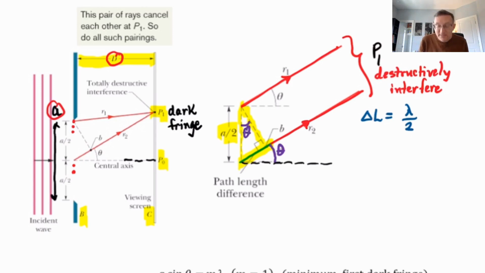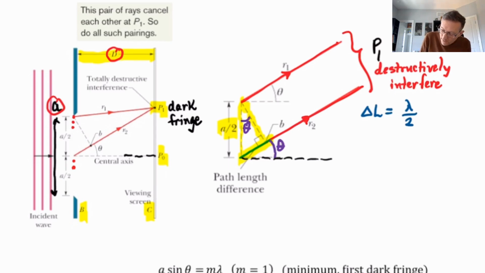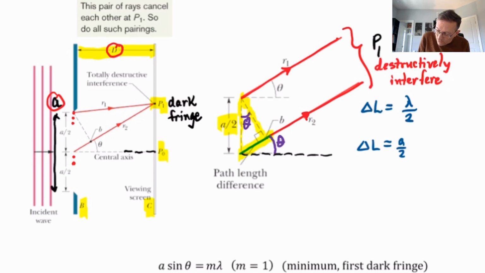then that angle theta is also this angle here. And so the length that I have drawn in green is the path length difference. It's the extra distance that ray 2 travels compared to ray 1. So just from geometry, I know that delta L is the length of that green side of that right triangle, which is the hypotenuse times sine theta. And the hypotenuse is A over 2. So A over 2 sine theta follows from geometry.